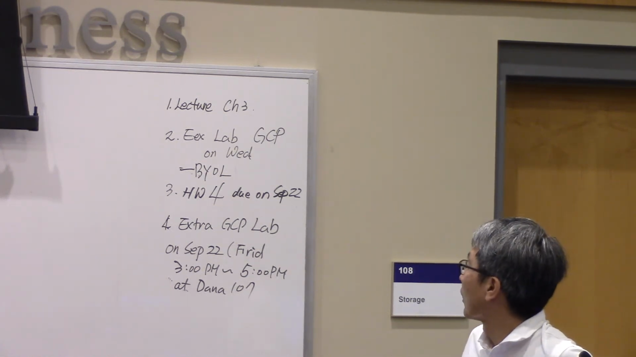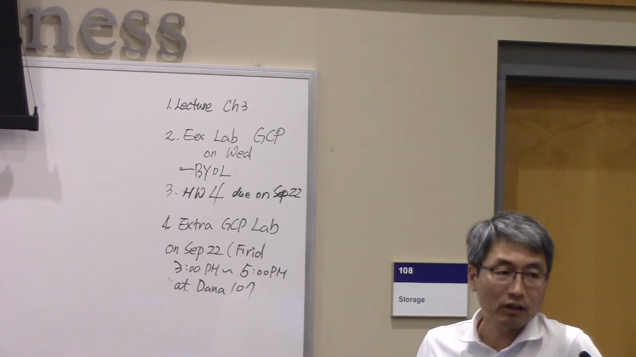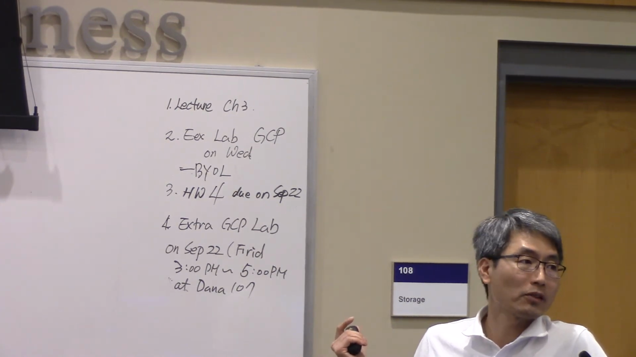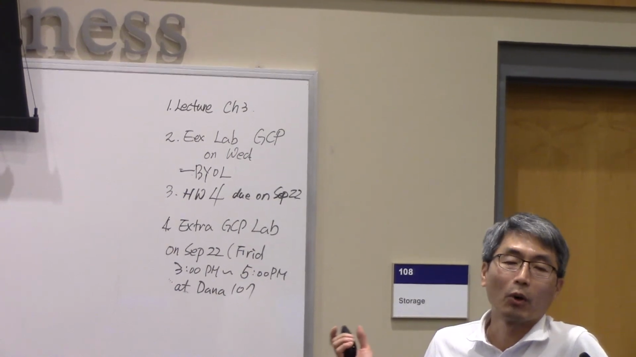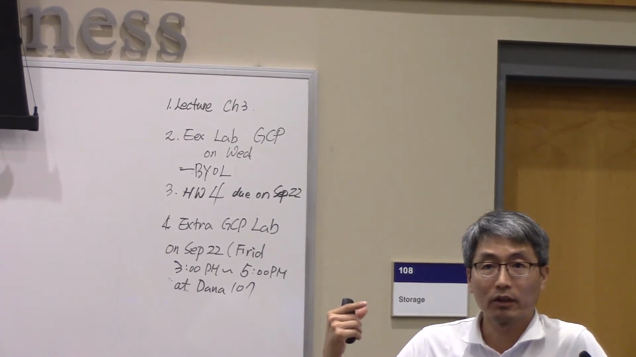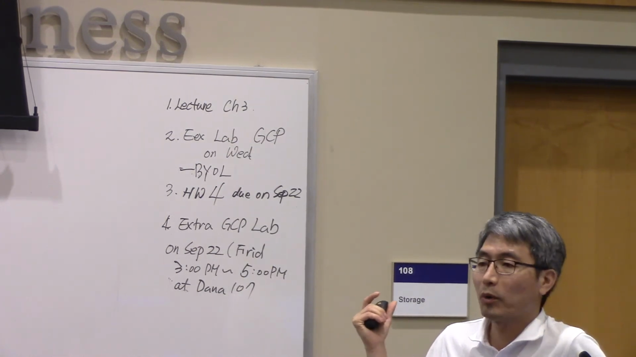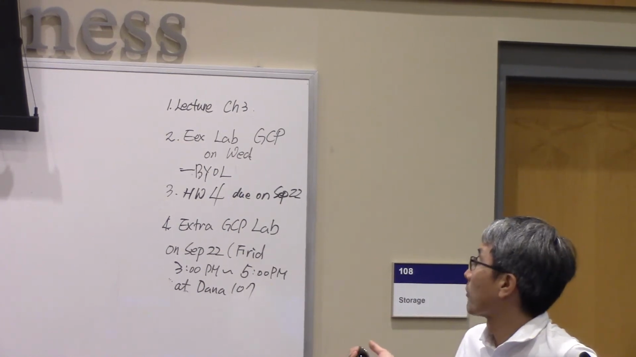Okay, then we have the homework chapter 4 due on September 22nd. Sometimes I forget to mention it, so it's your responsibility to check one or two times on Canvas. It will show the upcoming event because it's already scheduled. If you want, you can do the homework in advance. Do not wait until the last minute to submit it.